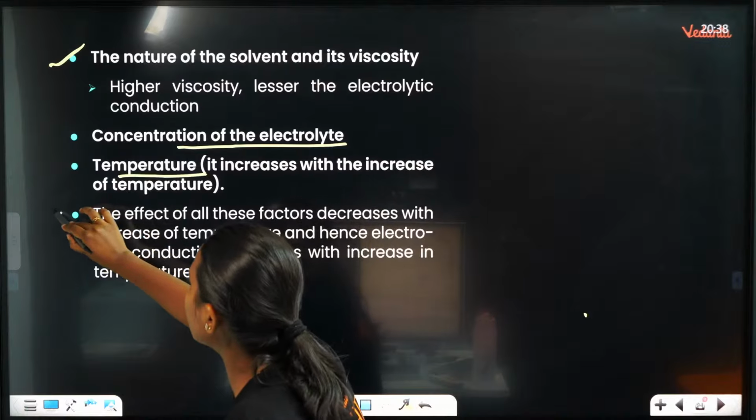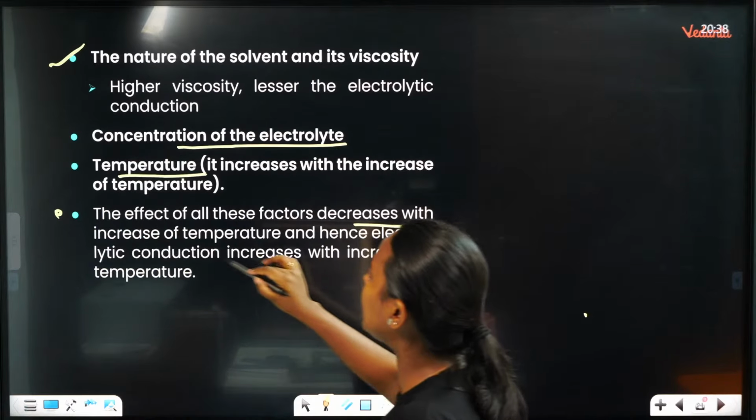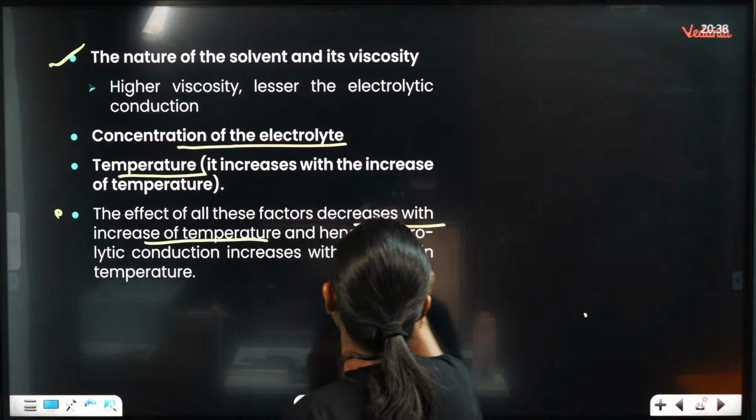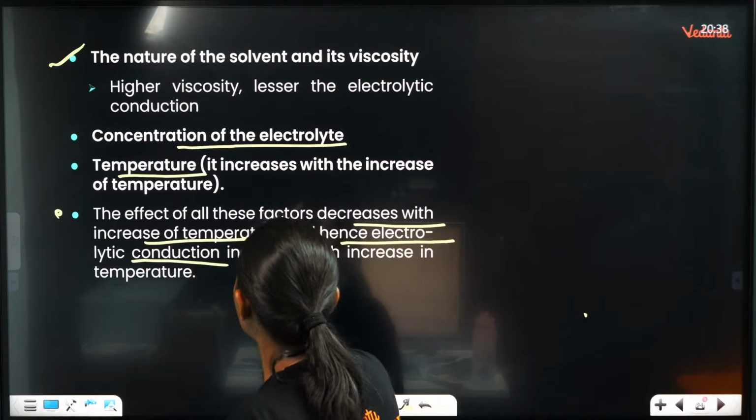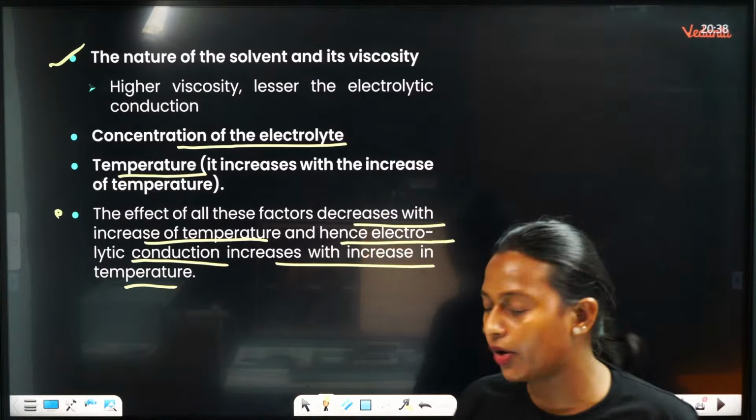Then we are moving to the next point. The effect of all these factors decreases with increase of temperature, and hence the electrolytic conduction increases with increase in temperature. We have already discussed the temperature point.